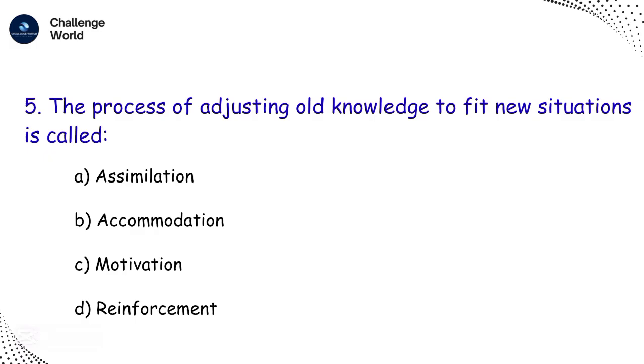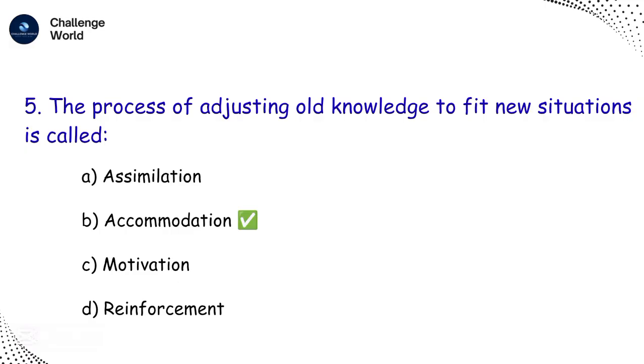Question 5 is, the process of adjusting old knowledge to fit new situations is called A. Assimilation. B. Accommodation. C. Motivation. D. Reinforcement. Option B. Accommodation is the right answer. According to Piaget, accommodation happens when old ideas are changed to adjust to new information.